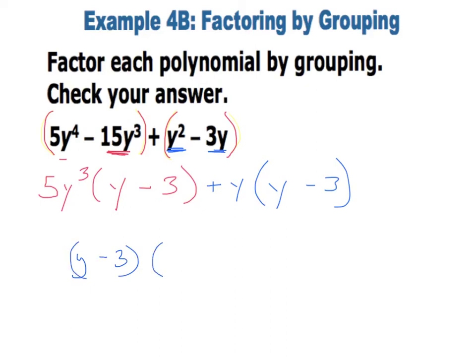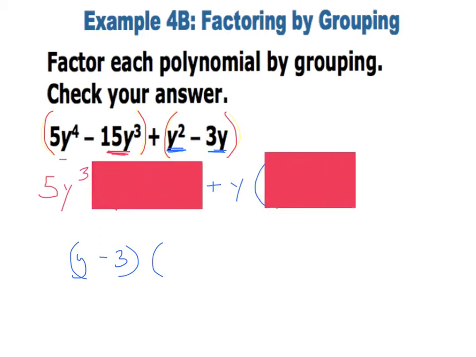So I can factor out that y minus 3. And if I factor out that y minus 3, what do I have left? Well, if need be, kind of cover up some of these. So right here, this will be gone. That'll be gone. So what's left? Well, looks like all that's left is going to be 5y to the third plus y.